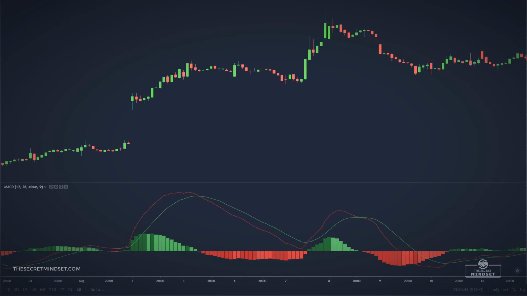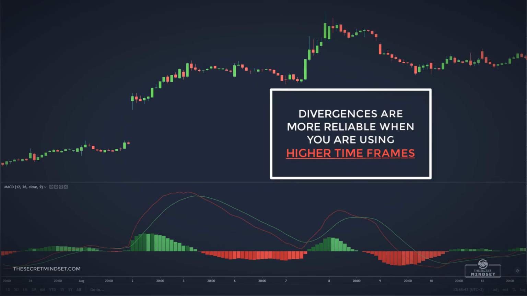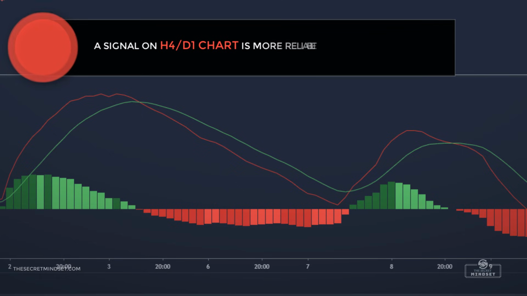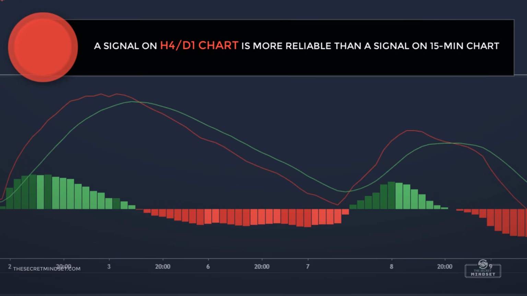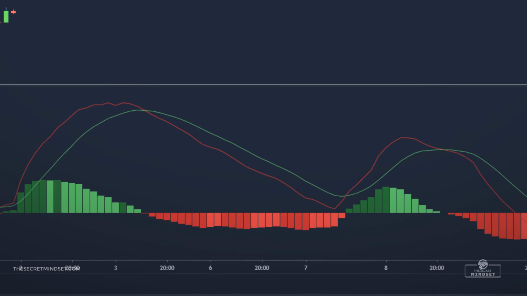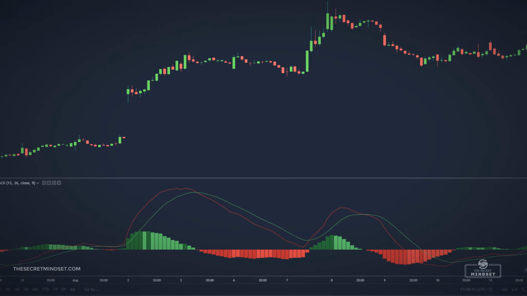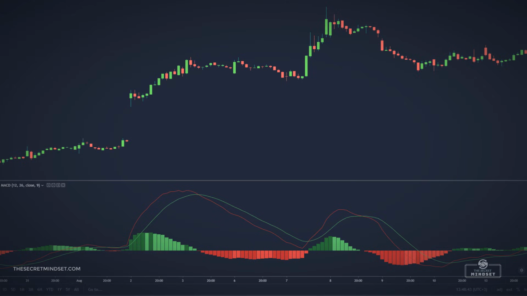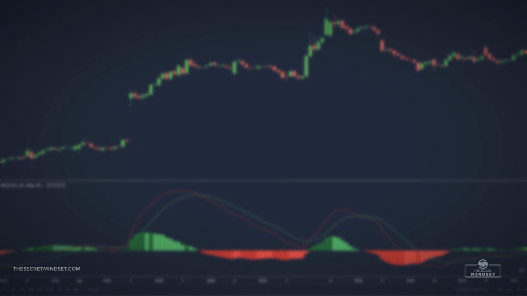Now, here is an important tip. Divergences are more reliable when you are using higher time frames. A signal that is produced on the 4-hour chart or on the daily chart is more reliable than a signal produced on the 15-minute chart. A divergence is more reliable on higher time frames because the market doesn't move as fast and is easier to define trends. You'll see the pattern developing and you'll have time to make the correct decisions.